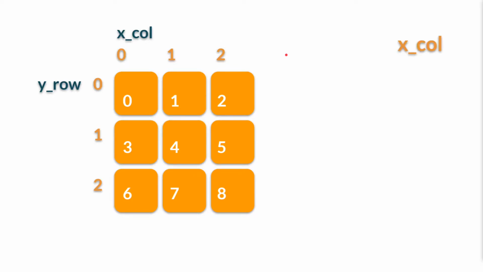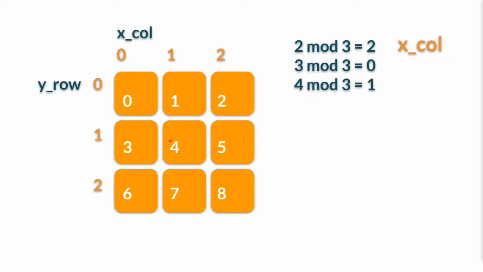For the X column, we can take any value in the array, such as 2, mod it by the width, which in this case is 3, and get its X position. So 2 mod 3 is 2, 3 mod 3 is 0, 4 mod 3 is 1, 7 mod 3 is 1, and 8 mod 3 is 2.